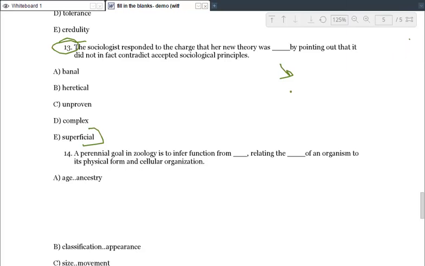Everyone has marked the answer B. Can I say B? Okay, unproven. Vishwanath says unproven. Ritika says B. SDDFF says B. What is the meaning of the word heretical? Can anyone give me the meaning of the word heretical? What does the word heretical mean?